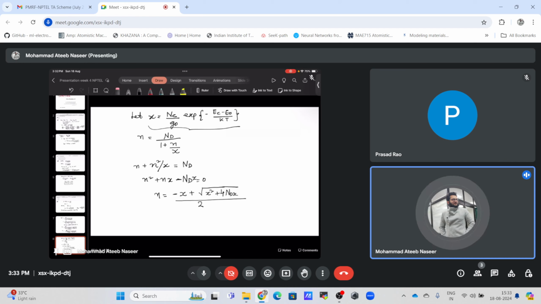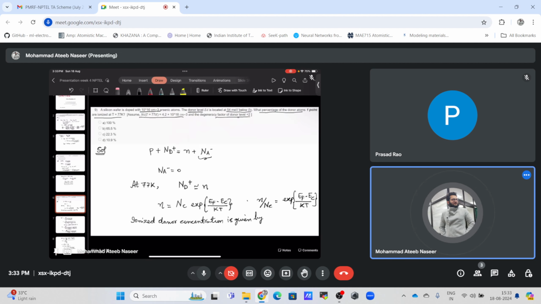Okay, so now what we are going to do is find the value for this x first, and once we find this x, it will give us the value of this electron concentration. So for the x, we need to find out this whole thing, Nc by gd exponential of minus Ec minus Ed by kT. So let's look at the value of the temperature first. The temperature is 77 Kelvin.